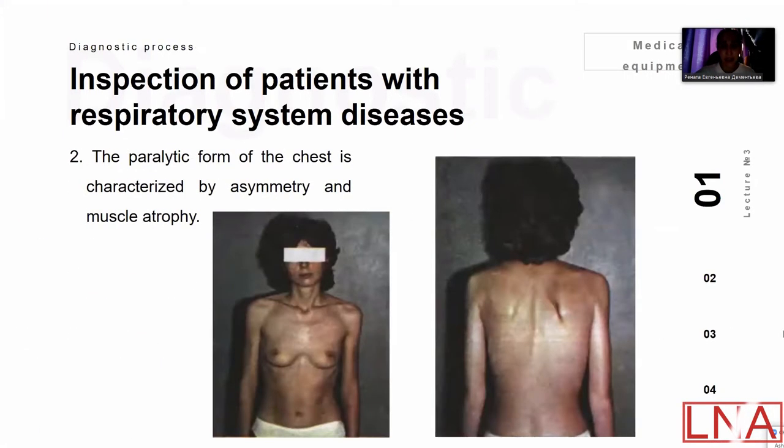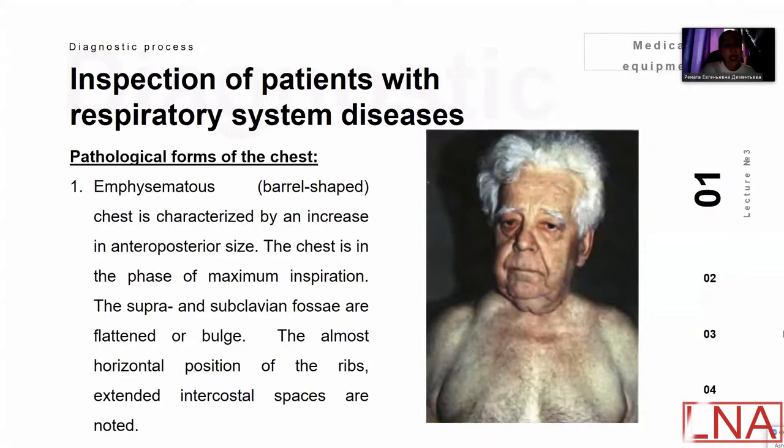Mm-hmm. So, continue, about the emphysematous type. Look, the emphysematous type has increased anterior-posterior size, the chest is in the phase of maximum inspiration. Imagine you assess the patient and keep in mind the chest in the phase of maximum inspiration. The supra- and subclavicular fossae are flattened or bulging, some smoothing. Look at this man, there is a place for the clavicle, and it's very hard to differentiate it in this picture. Where is the clavicle? Because the supraclavicular and infraclavicular areas are bulged and smoothed.